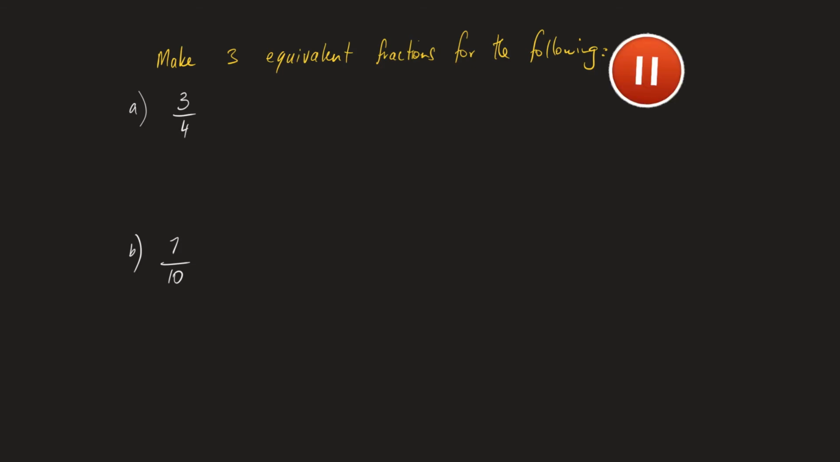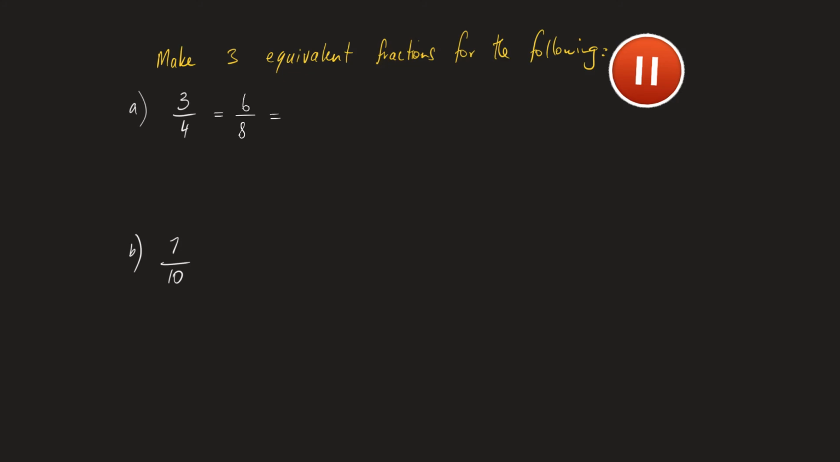So pause the video, think about what I've just done for the previous example, and work out 3 more equivalent fractions for A and B. So your answers may be a little bit different to mine, and that's okay. I'm just going to do the first couple. So I'm going to multiply by 2. That'll give me 4 multiplied by 2 is 8. 3 multiplied by 2 is 6.